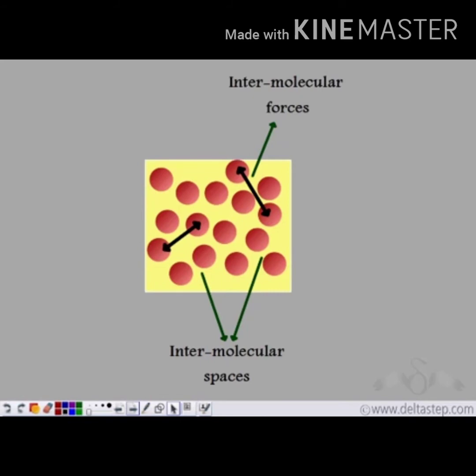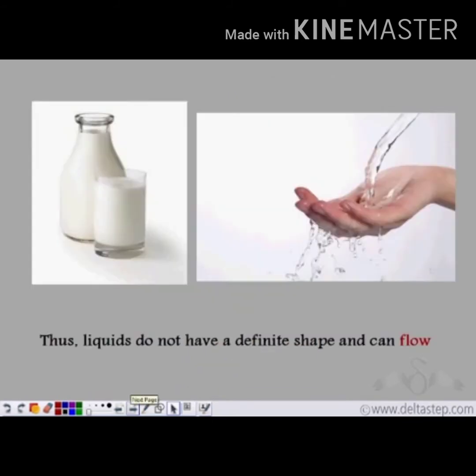And that is why the intermolecular forces, that is the forces that attract the particles to each other, are weaker as compared to solids. Since the particles of a liquid are away from each other, not as close to each other as in solids, that is why liquids do not have a definite shape and they flow. That is why liquids are known as fluids.